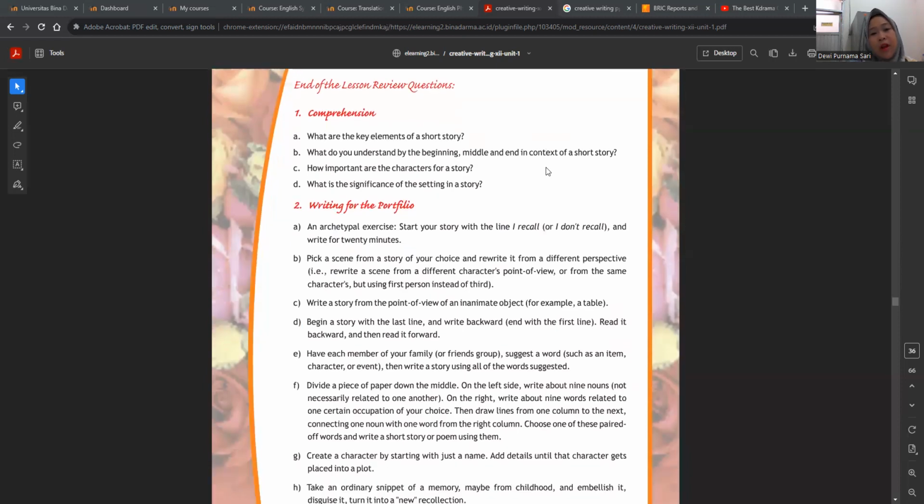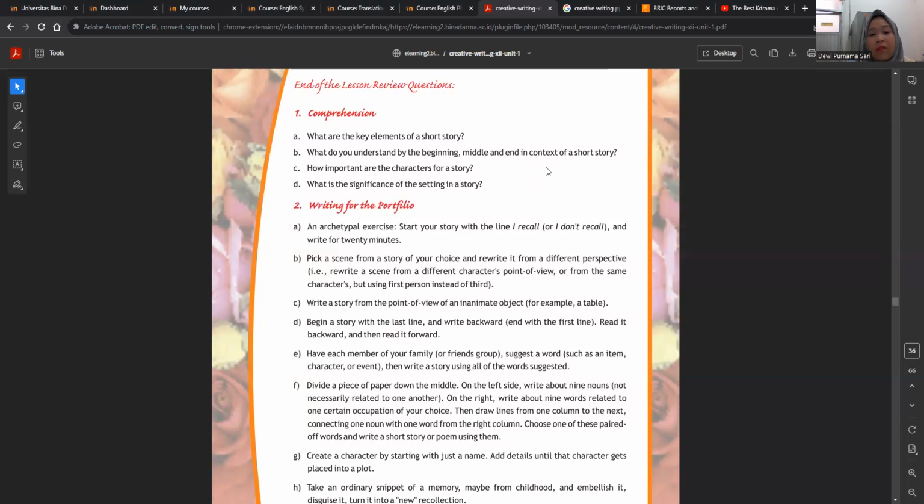Yeah, so you have to understand the key elements of a short story and also understand the beginning, middle, and end in the context of the short story itself and how important the characters that you create in your short story are, okay, and also how significant the setting is in the story itself, yeah. And here, writing for the portfolio. So this is actually the guidelines for how to write a short story later on.